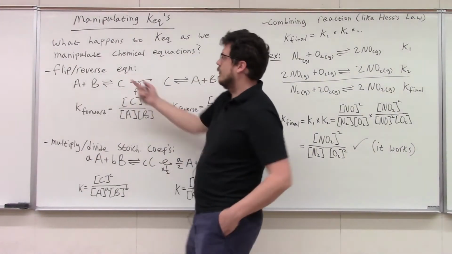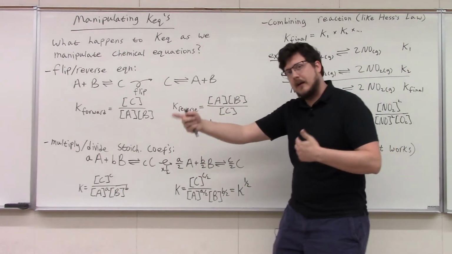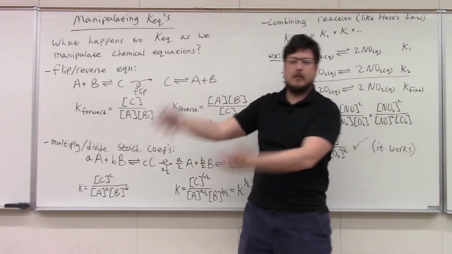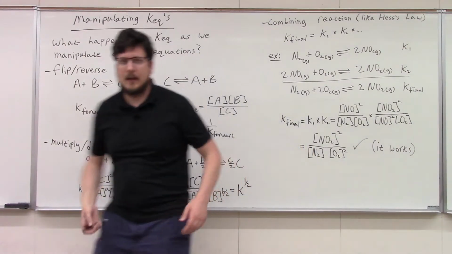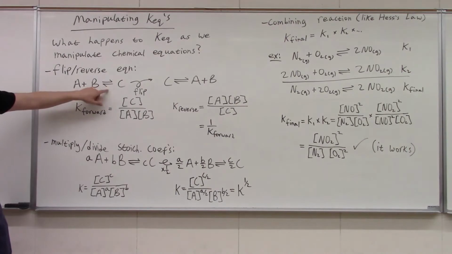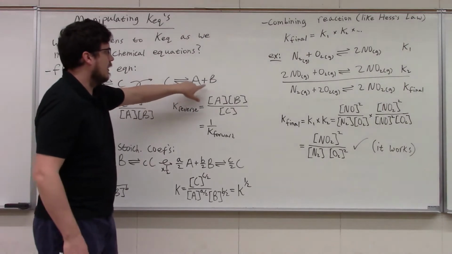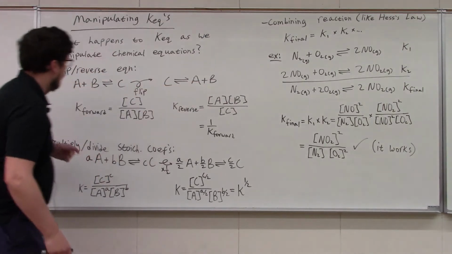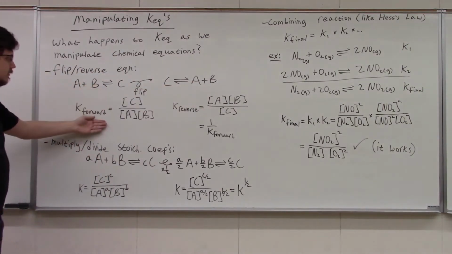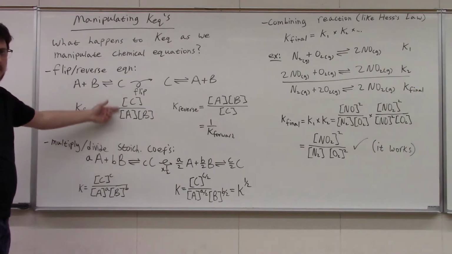So first trick is, well, what if we flip our reaction? We reverse the reaction. So all of our reactants become products, all of our products become reactants. What does that do to KEQ? And so if we go like A plus B gives us C, this is an equilibrium system, as you can see, clearly denoted by the arrow. We flip that, and now C becomes A plus B. Well, our forward reaction, our initial, is just C over A times B, concentrations.